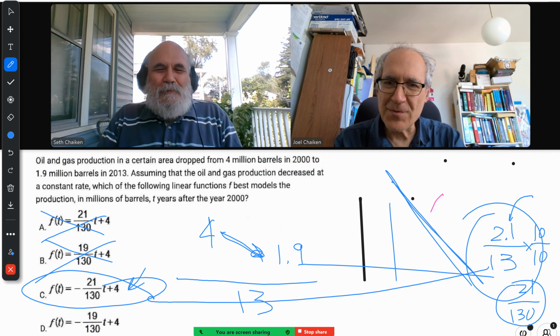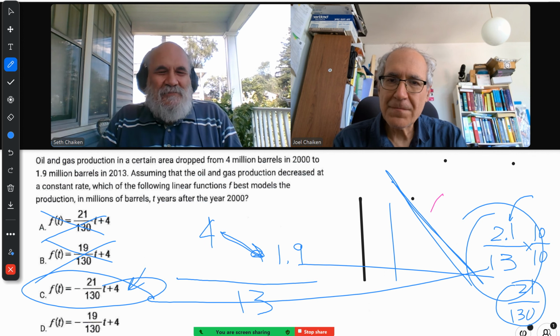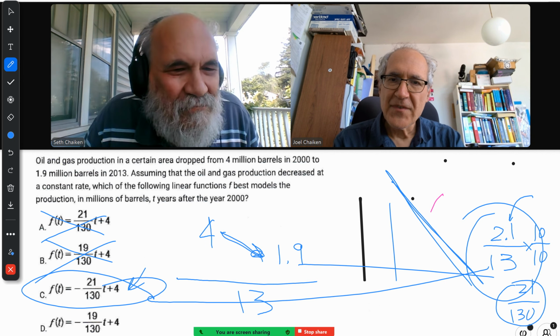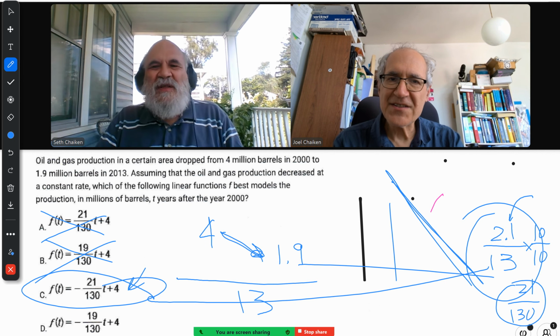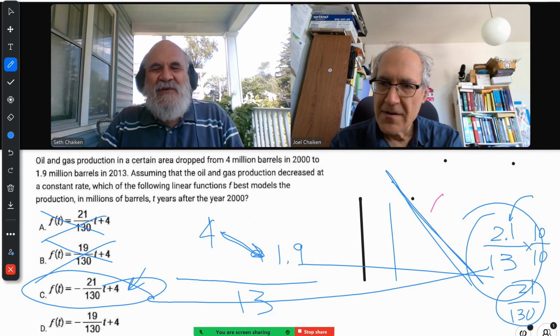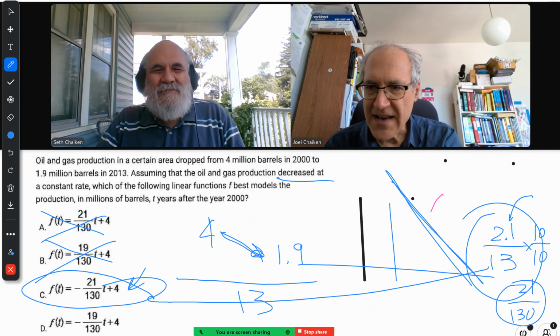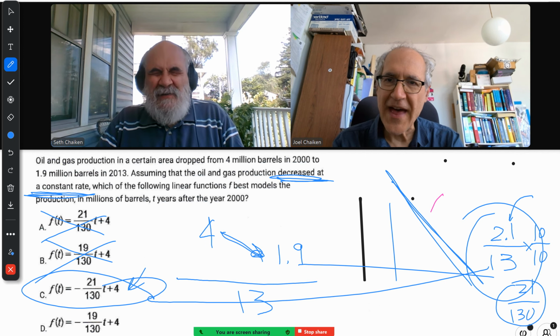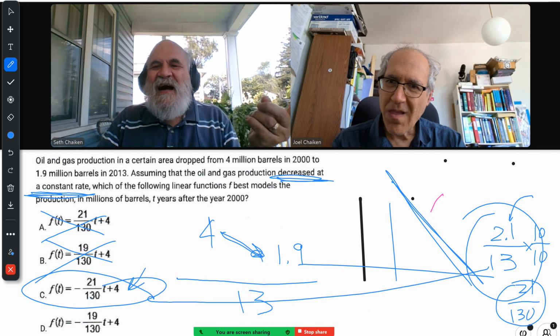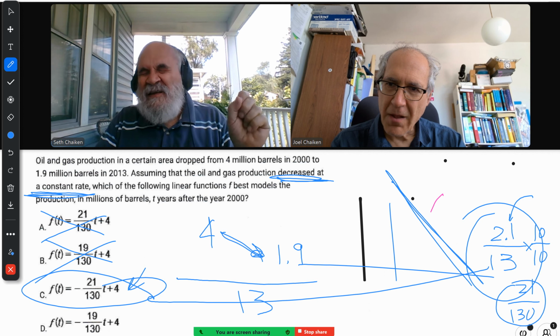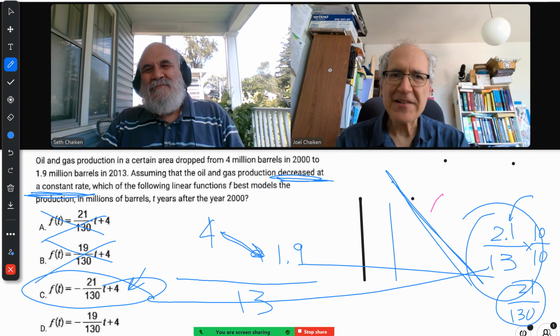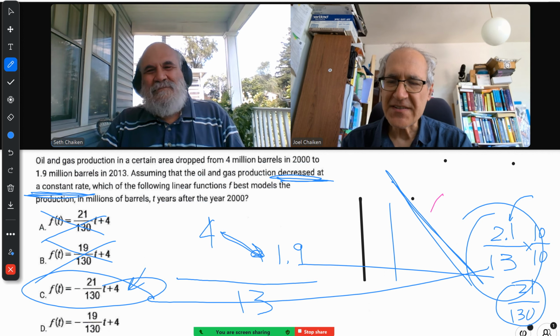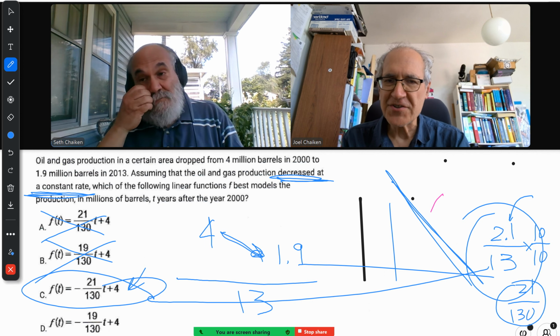Anyway, in terms of doing the problem, they told you it's a linear decrease. So that means it has a constant slope. What tells you it's a linear decrease? It says right here, decreased at a constant rate. That means a linear decrease. So you need to know that. A constant rate means linear. Yes, exactly. And that's one of the things that the SAT people clearly want you to understand.